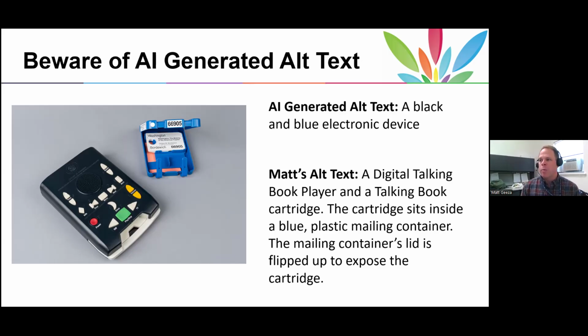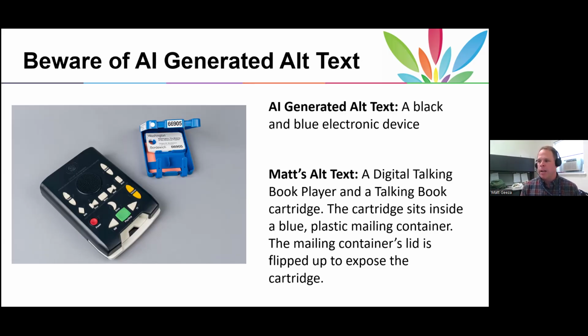So I just gave you a quick image description by speaking. But when AI generated that alt text for this image, it said, a black and blue electronic device. Yeah, sort of, but not really. So I think it would be helpful, if we were going to include this image, to have a slightly more precise image description. So I provided an example of alt text: a digital talking book player and a talking book cartridge. If we were going to use one sentence as our alt text, we could just stop there.